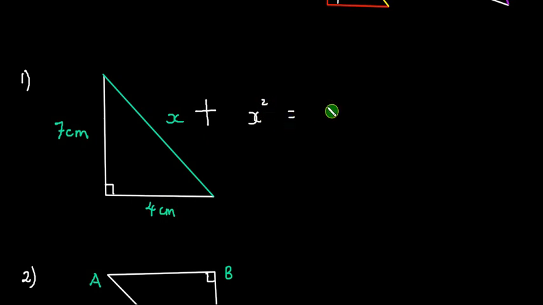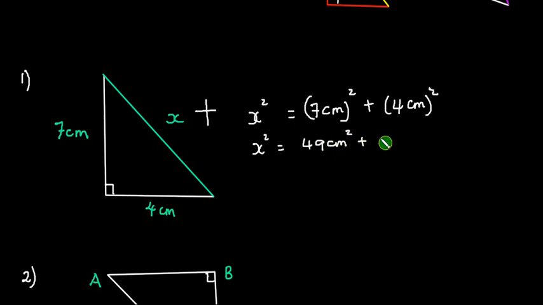So this is how we started. x squared is equal to 7 centimeters squared plus 4 cm squared. Again, we're finding the hypotenuse. So x squared is equal to, when I square 7 cm, we have 49 centimeters squared plus 16 centimeters squared. The next thing we will do is simplify this. So x squared is equal to 49 plus 16, which gives us 65. cm squared plus cm squared gives you cm squared.